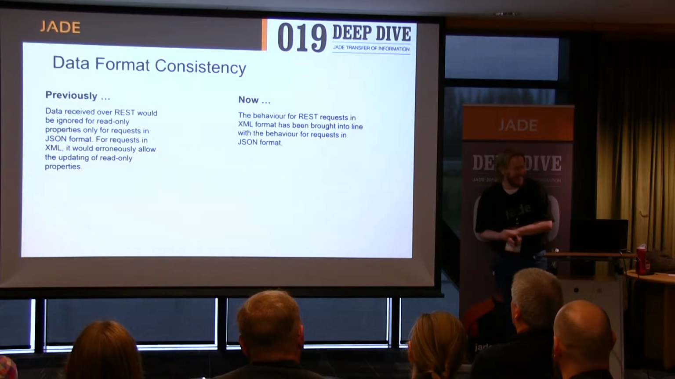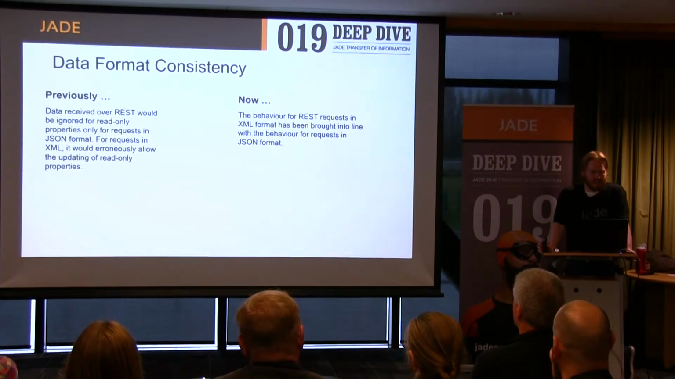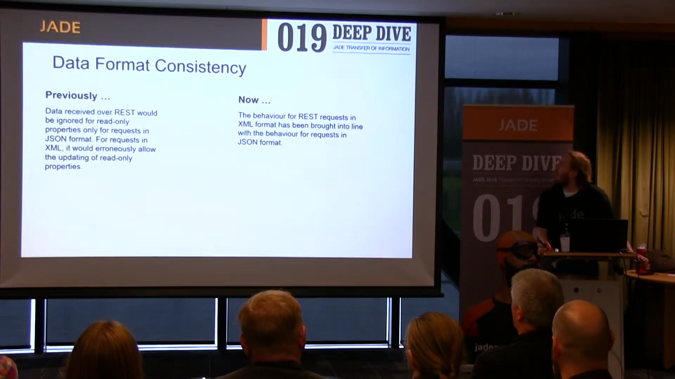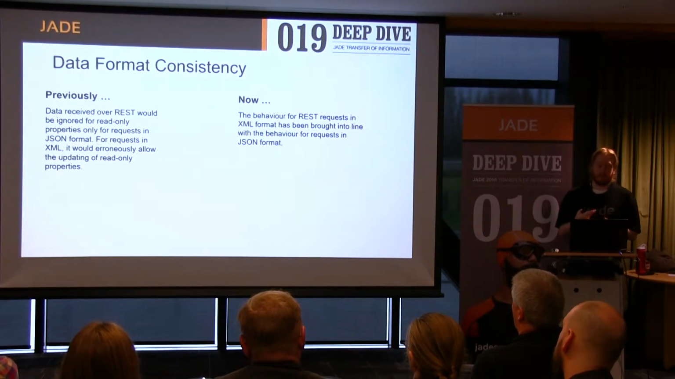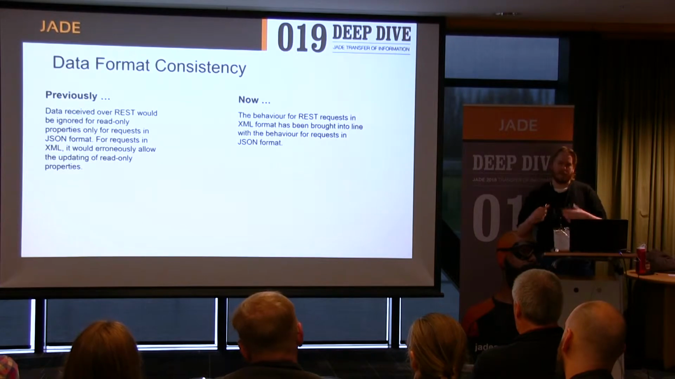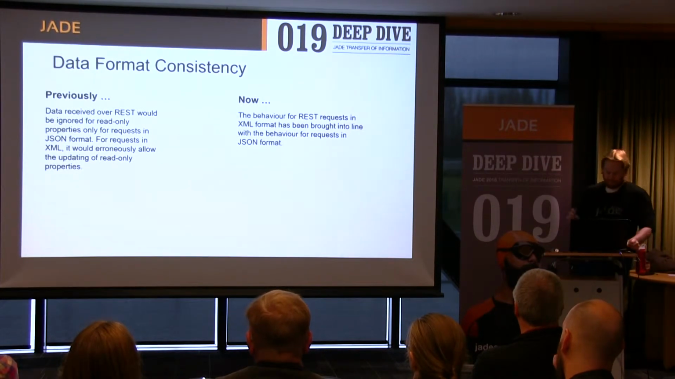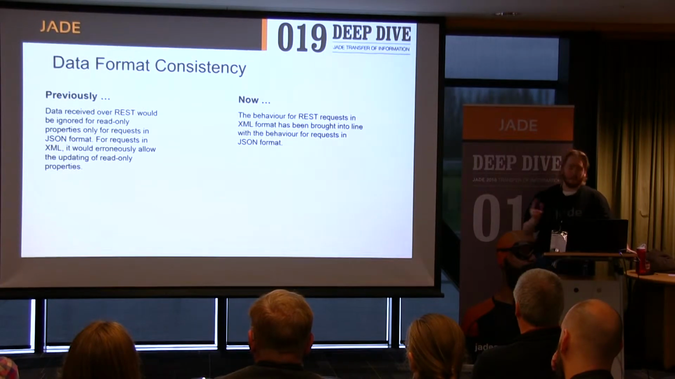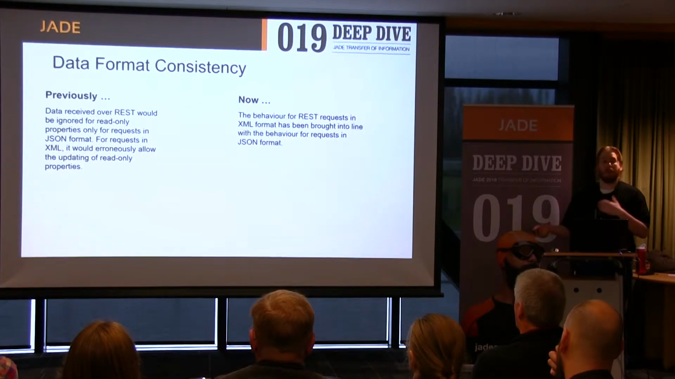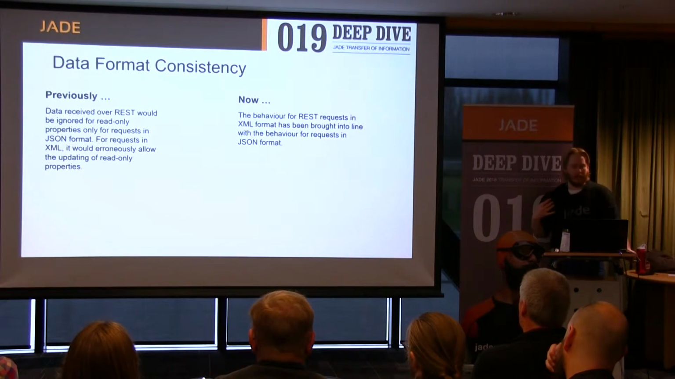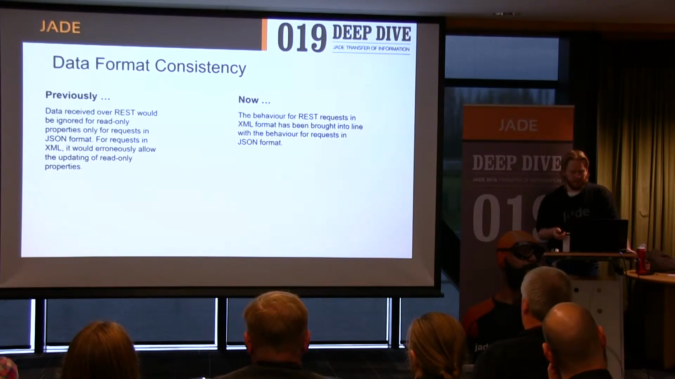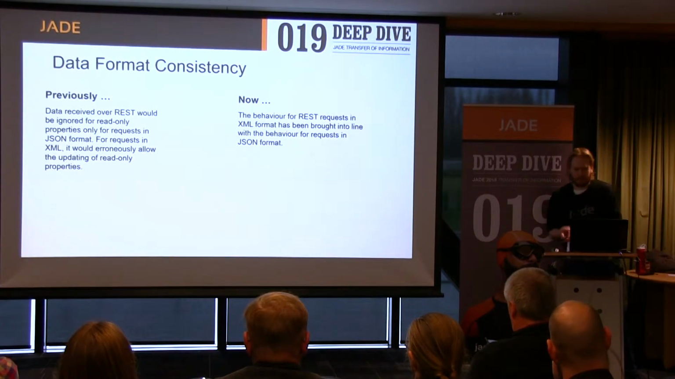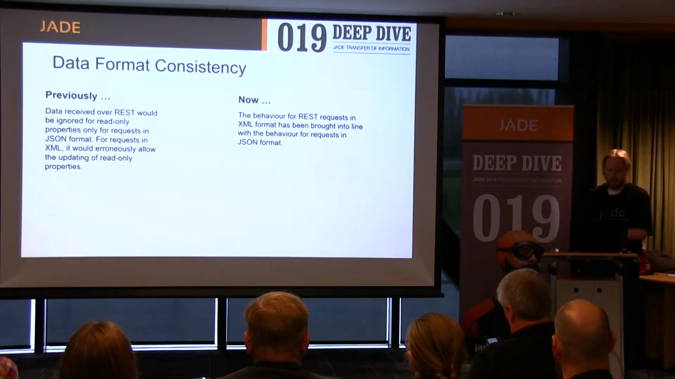So data format consistency. Essentially this is a bug fix, really. Previously, if you've got an XML formatted REST request, it would allow you to update read-only properties. But in JSON, it wouldn't allow you to update read-only properties. What we've done is we've just brought the XML behavior in line with the JSON behavior, so now you can't update read-only properties whether you're in XML or whether you're in JSON. So hopefully no one was using this to update read-only properties, because really that's something we probably don't want to be doing.